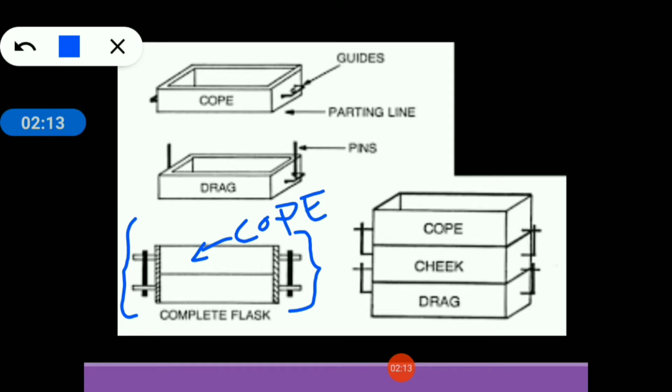Suppose this is a 3 flask mold. So in this 3 flask mold, the upper part is called cup. This one.